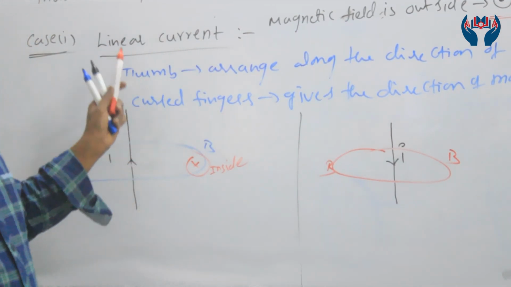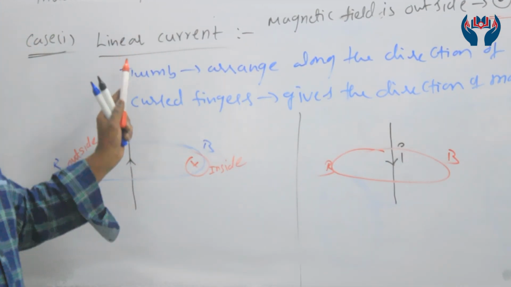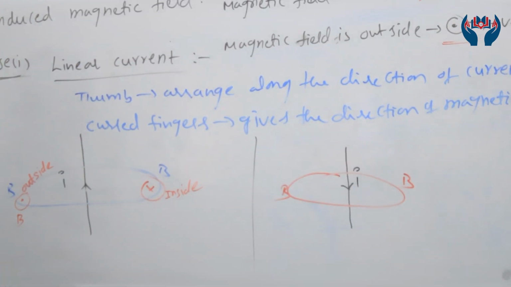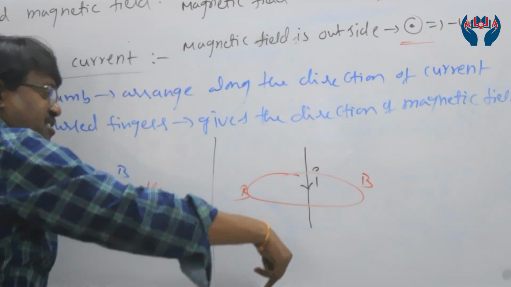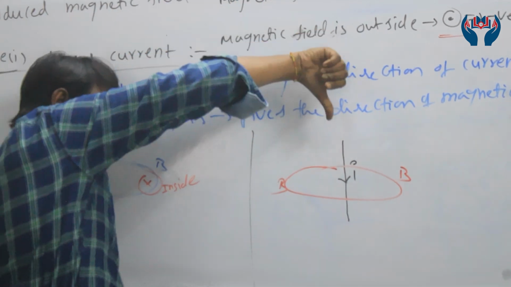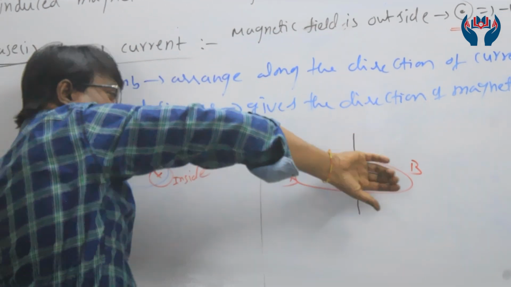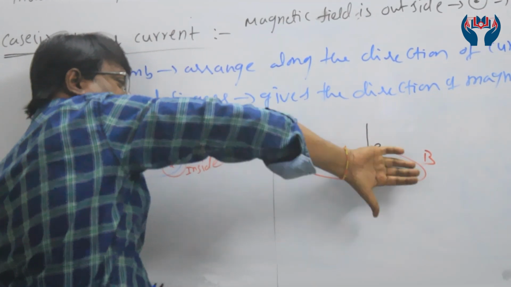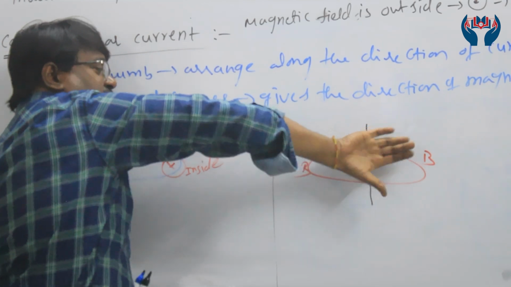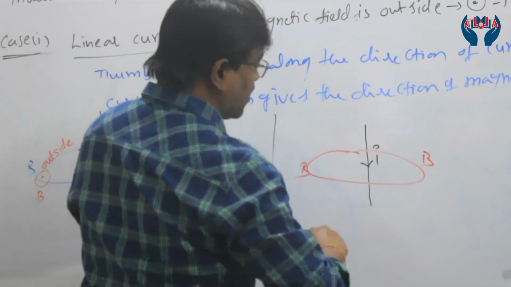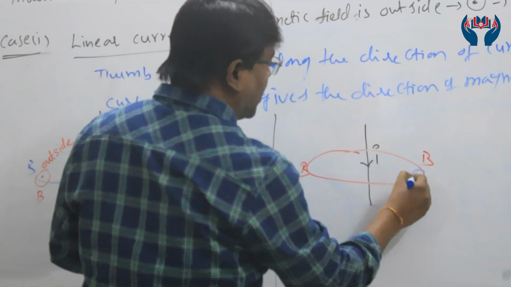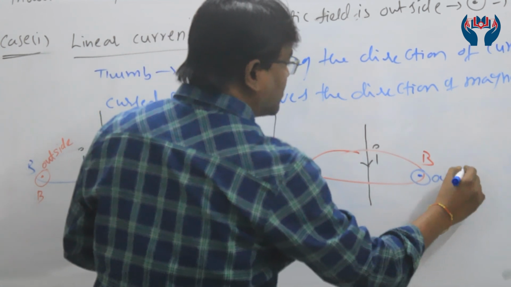So for linear currents, arrange the thumb along the direction of current. The current is in the downward direction here. What is the direction of the magnetic field in this plane? Curled fingers are outside, which means the direction of the magnetic field is outside, indicated by a dot. So the magnetic field is outside.